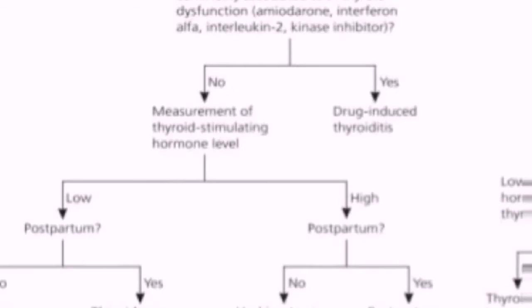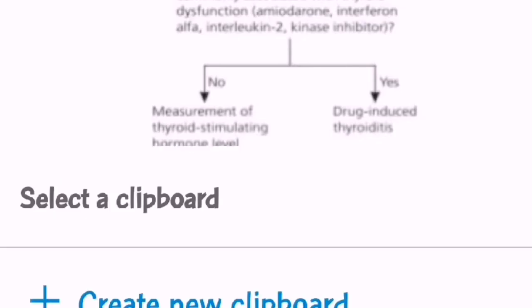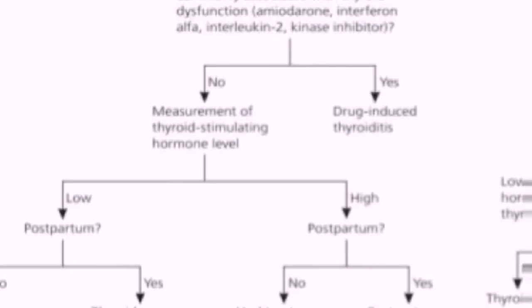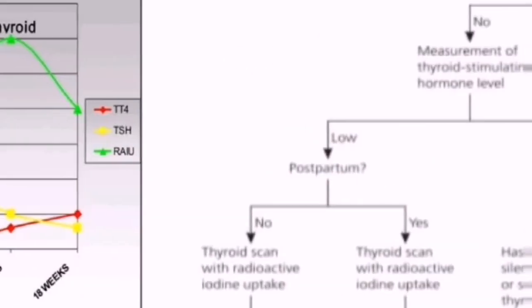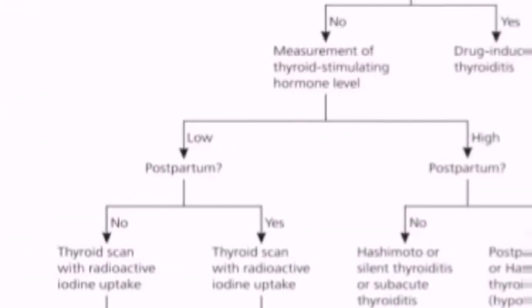You can see here, if it is no, the measurement of thyroid stimulating hormone level. If it is yes, drug-induced thyroiditis. If it is high, postpartum, and low postpartum. You can see here, thyroid scan with radioactive iodine uptake. If it is high, that is Graves' disease. If it is low, silent subacute thyroiditis.